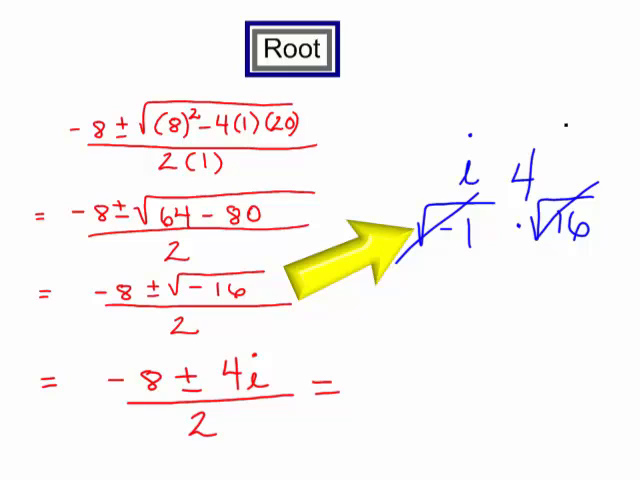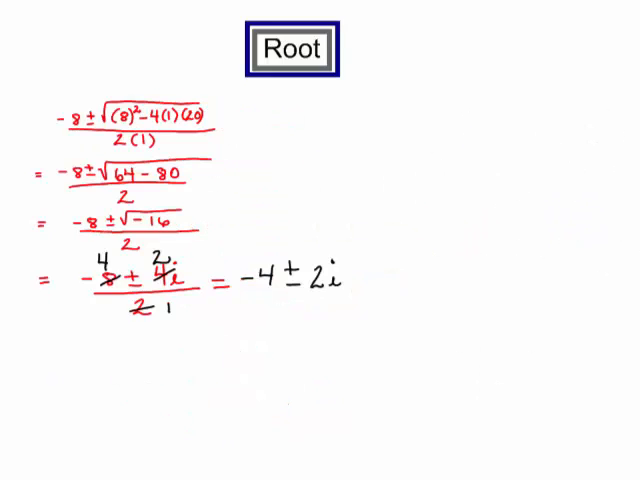And now do you notice I have 3 terms here? They are all divisible by 2. 2 will go into 8, 2 will go into 4, and 2 will go into 2. The final answer is negative 4 plus or minus 2i. And I can write negative 4 minus 2i, and the other answer will be negative 4 plus 2i.